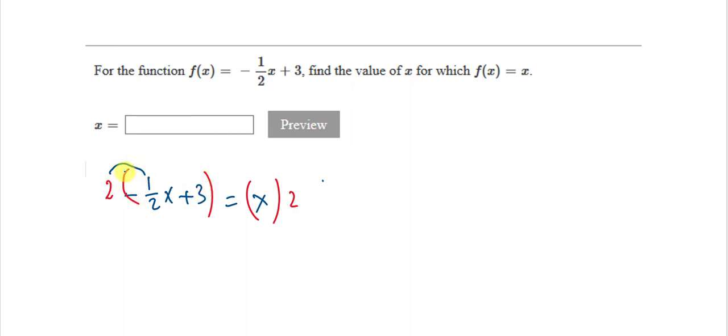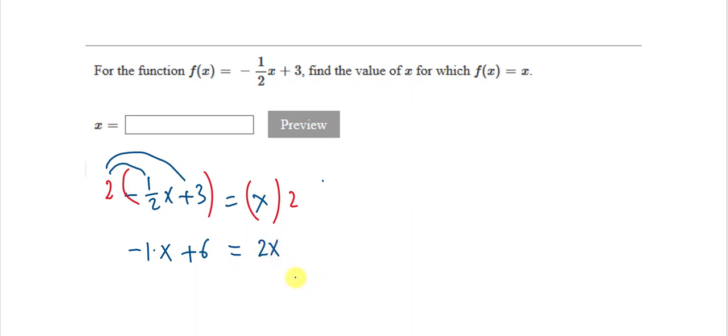And now do the distribution of that. 2 to here, so 2 to here, the 2 will cancel out. So you have minus 1 times x. 2 times 3, which becomes plus 6. 2 times x is 2x.